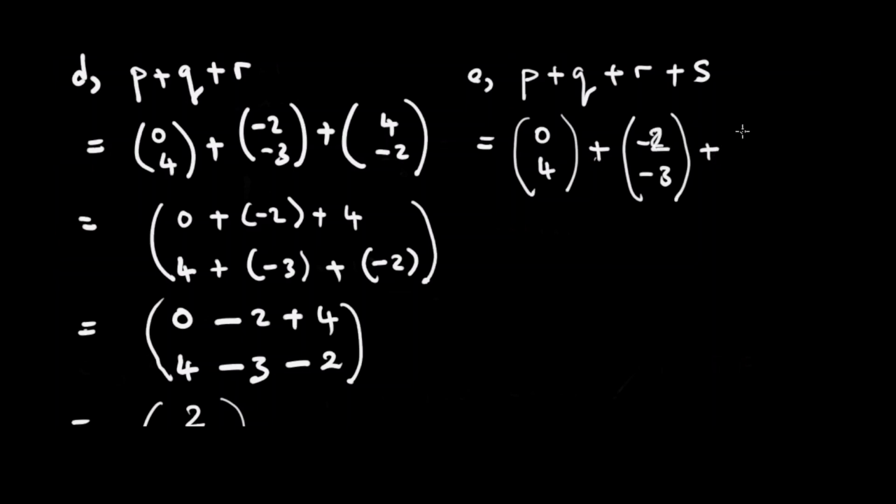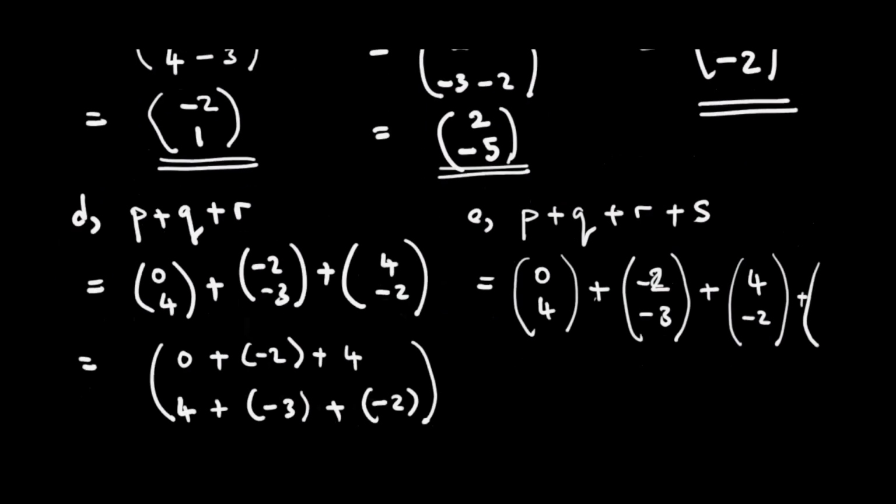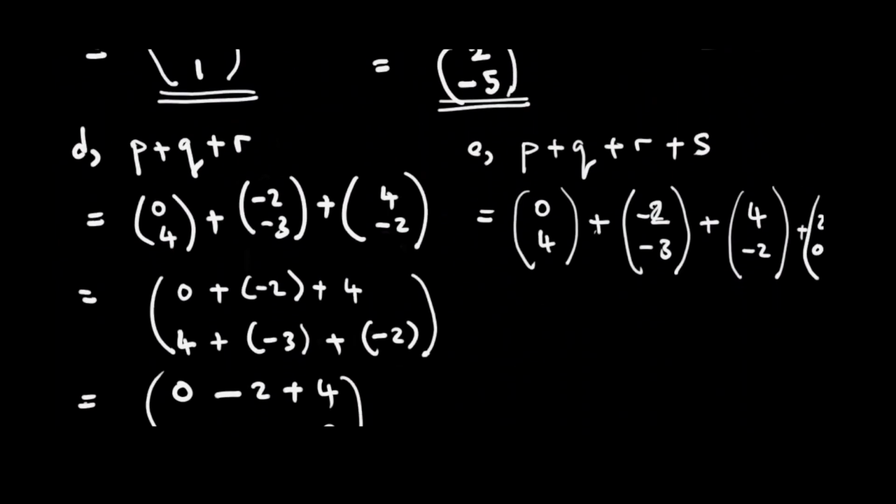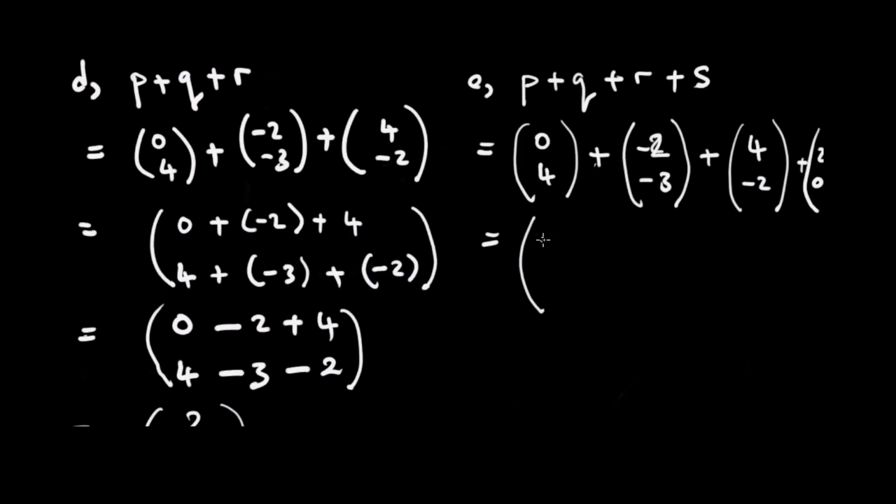Tobva tati futi plus R ndiani? R ndi 4 minus 2. Tobva tati futi plus what is S? S ndi 2 0. Kuroti panapa pari equal to, tichati 0 plus minus 2 plus 4 plus 2. Then takueda zviri pazasi tichati 4 plus minus 3 plus minus 2 plus 0.